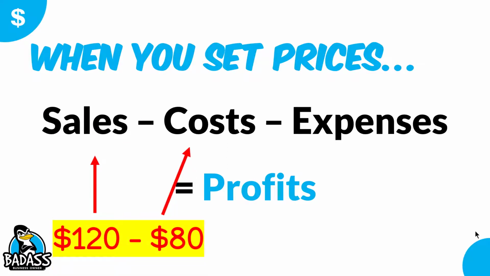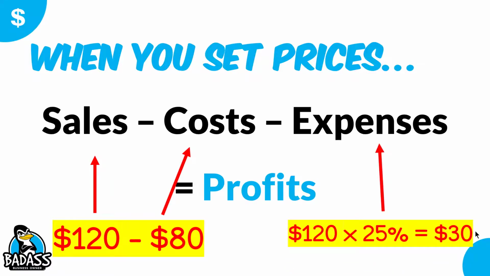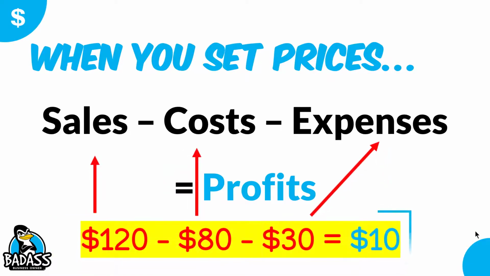So if we know these two numbers, 120 is what we want to do our service for, and we know our costs are $80. And over here on expenses, since we know our business needs to set aside, say 25%, we can take the 25% times the sales price that we plan to use, and it lets us know that $30 of this is going to be pulled aside and set aside for expenses. So when we plug all of this in, what we get is 120 for sales, 80 for costs, $30 for expenses. It tells us that our profits at the end of the day is going to be $10.